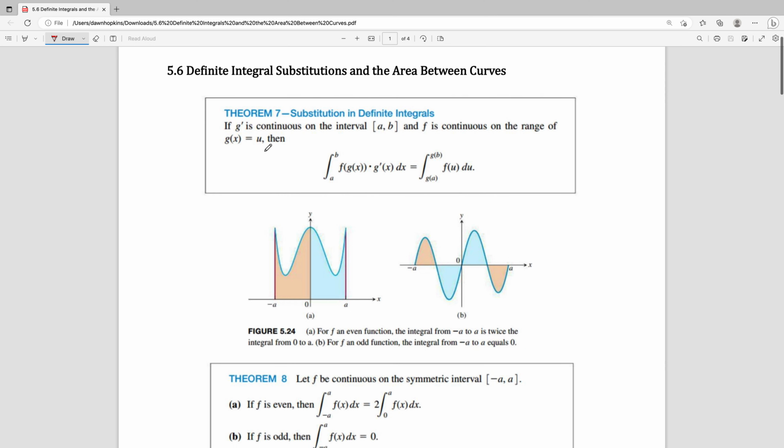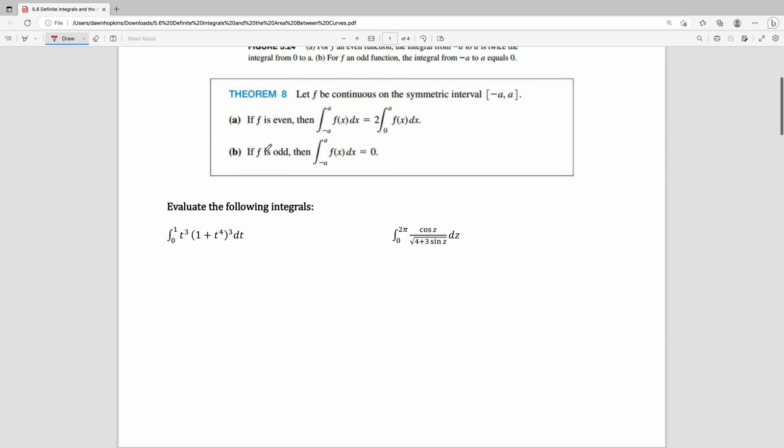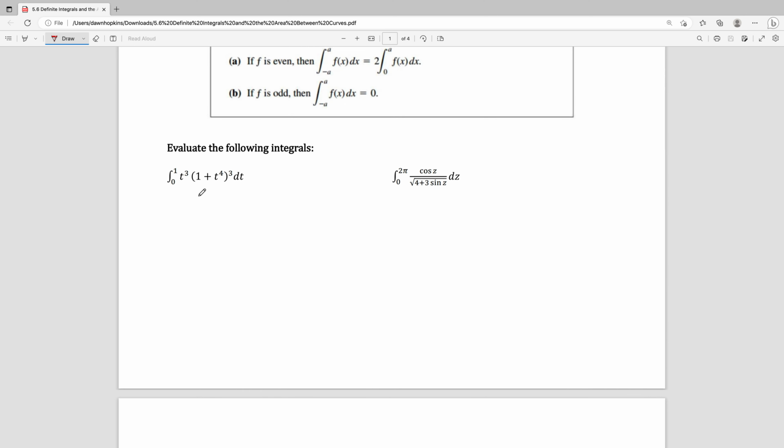I'm going to go to the bottom of the page and work the first two examples. The first one I'm going to work without using that. The second one, I will use that. So we have the integral from 0 to 1 of t cubed times 1 plus t to the 4th, that whole quantity cubed, dt.